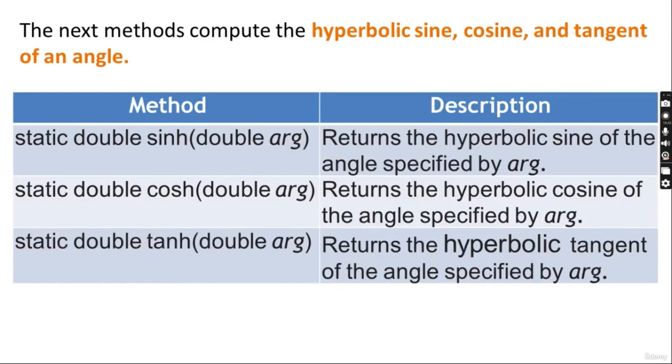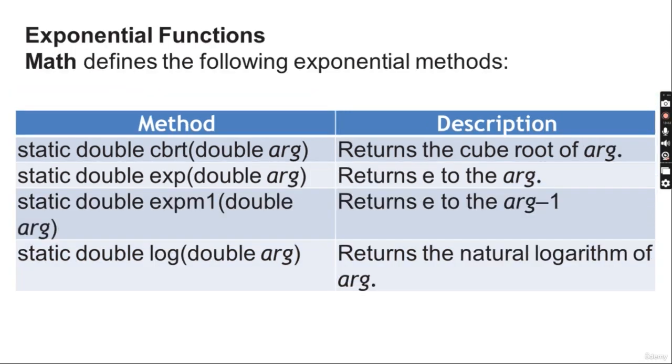The next methods compute the hyperbolic sine, cosine and tangent of an angle. sinh, cosh and tanh return the hyperbolic sine of the angle specified by arg, the hyperbolic cosine of the angle specified by arg, and the hyperbolic tangent of the angle specified by arg.